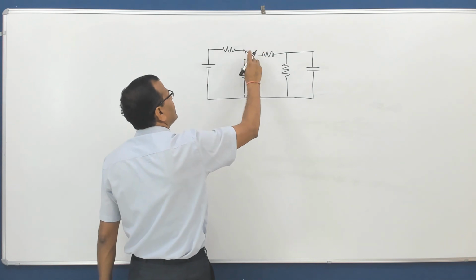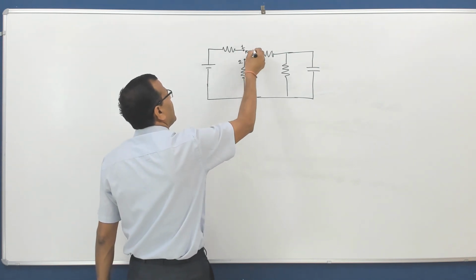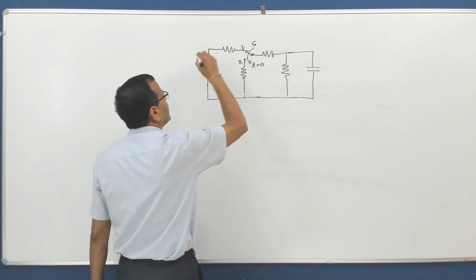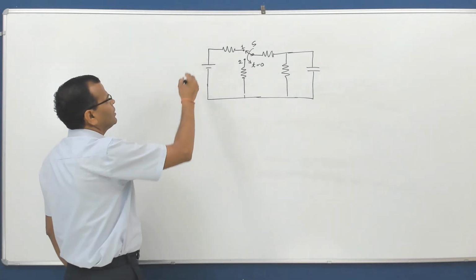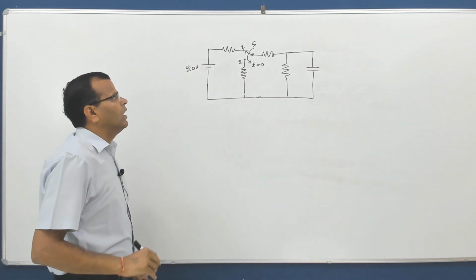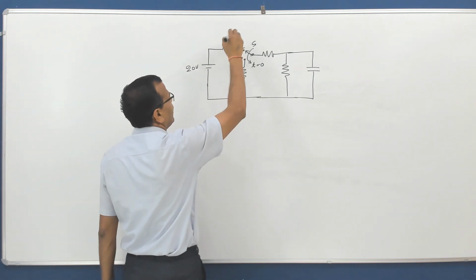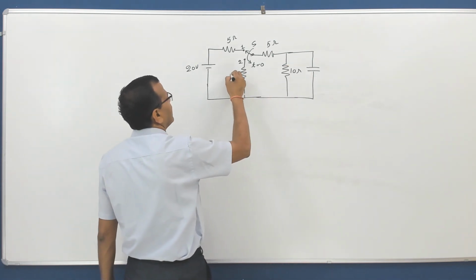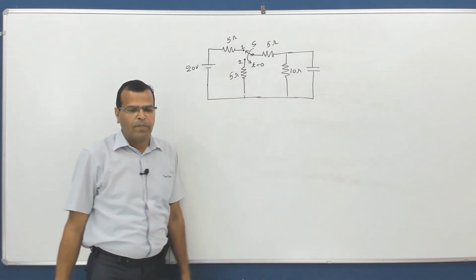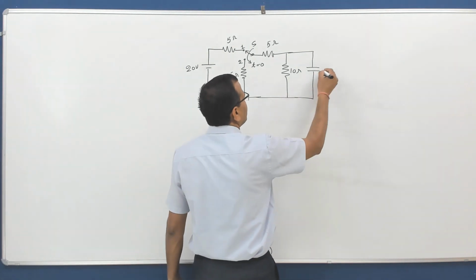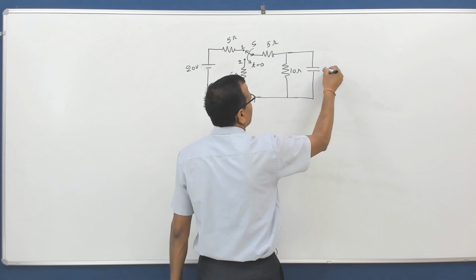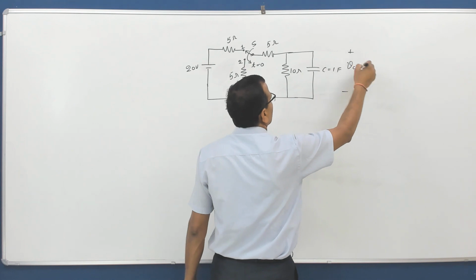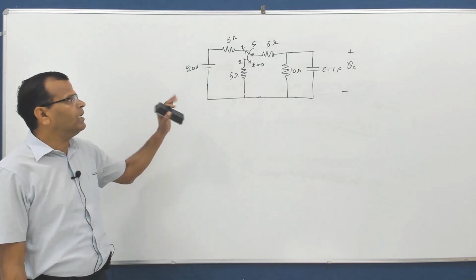The switch is initially at position 1 and it is shifted to position 2 at t equal to 0. Say the value of the voltage source is 20 volt. Let this resistance be 5 ohm, this 5 ohm, this 10 ohm and this again 5 ohm. You have to find the voltage across this capacitor. The value of the capacitor is, say, 1 farad. So the voltage across the capacitor you have to calculate for t greater than 0.